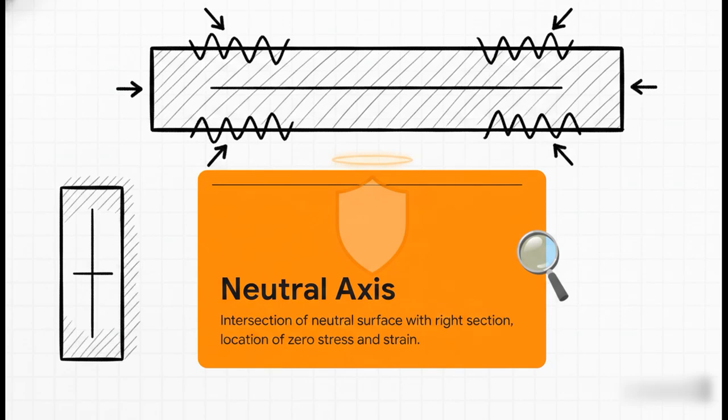Well, logic tells us that if you go from negative compression all the way to positive tension, somewhere right in the middle, you absolutely have to cross 0. That is the neutral surface. And when you look at it straight on from a cross-section, we call it the neutral axis. It's basically the single layer of fibers inside the beam that neither squishes nor stretches. It is the ultimate safe zone.